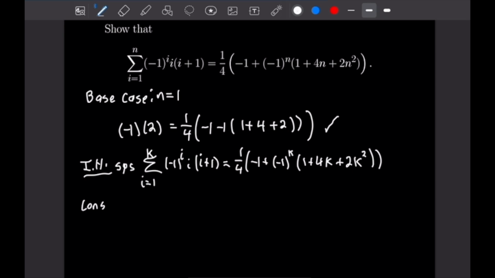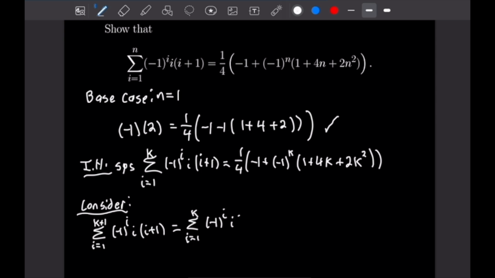So we're going to consider when we have the sum as i goes from 1 to k plus 1 of negative 1 to the i times i plus 1. And I want to note that we can write that as the following. We can write it as the sum as i goes from 1 to k of negative 1 to the i times i plus 1, plus just our k plus first term. So that will be plus negative 1 to the k plus 1 times k plus 1 times k plus 2.